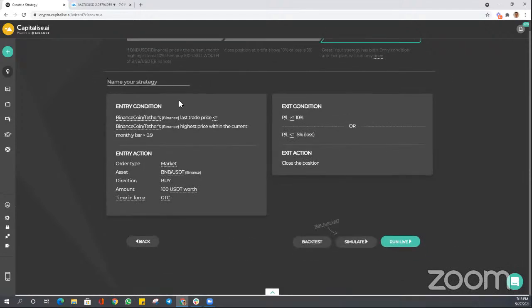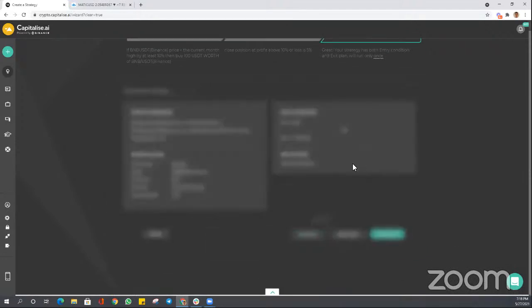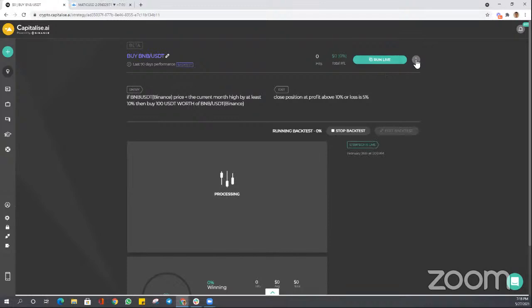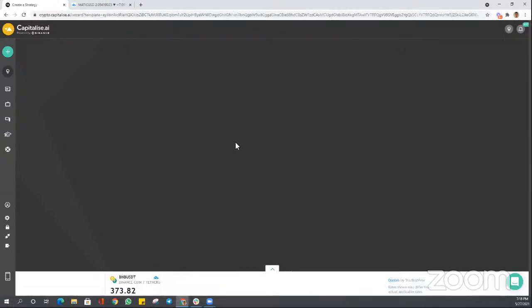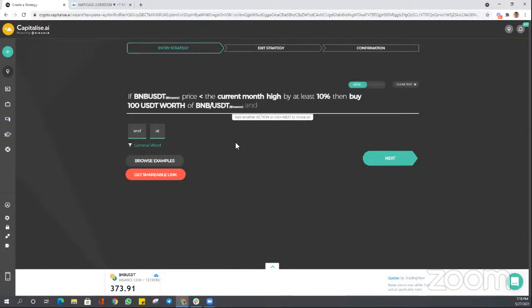And we'll click next. And we'll backtest. And while this is running, we don't have to stay here. We'll let it run in the background. Let's create another one. And all I did there was clone it. Brings up the exact same strategy.